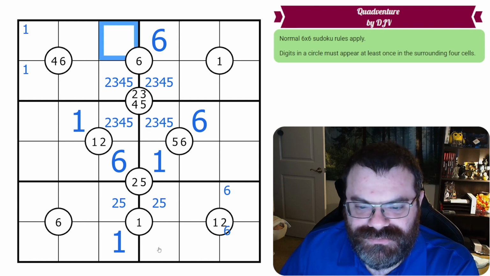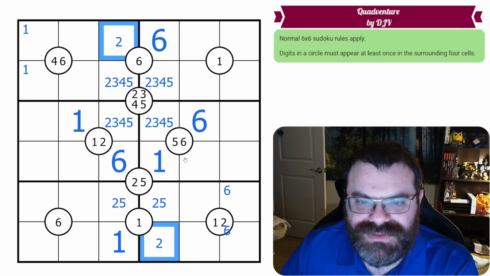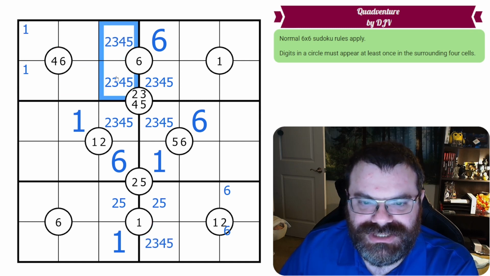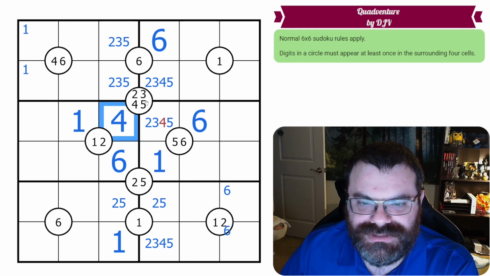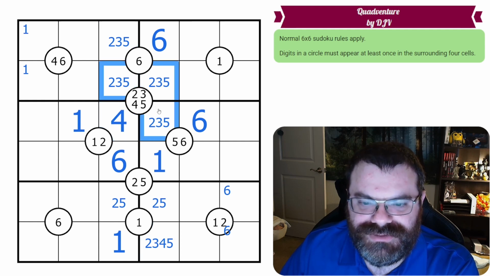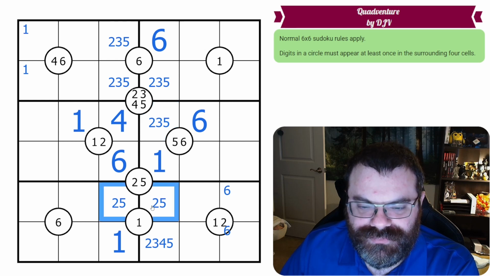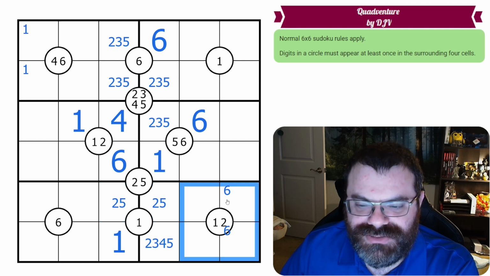We could put 2, 3, 4, 5 in these 2. That might be useful because actually this 4, 6 takes 4 out of these 2. So that's a 4. Now we don't need a 4 anymore in this whole quad. So we can actually remove 4 from all 3 of these. This 2-5 pair. Yeah, okay. So there's a 2 in one of these.